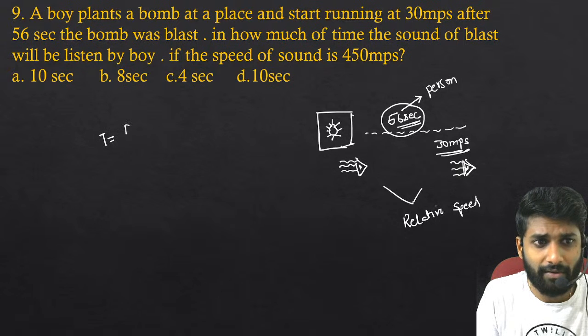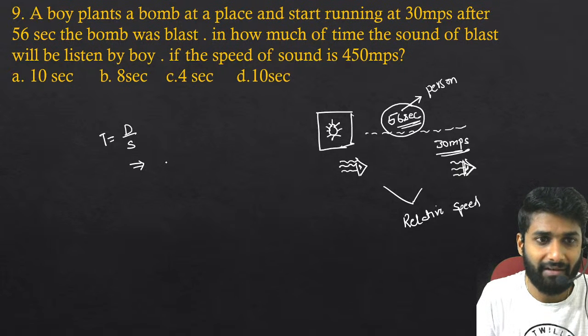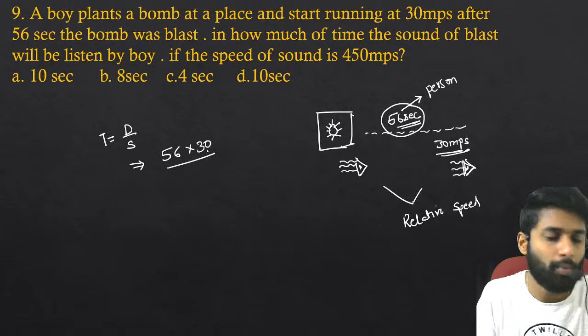Now see, we need to find the time. Time formula is equal to distance by speed. Here the distance means the distance the person travels in 56 seconds, so 56 into 30 meter per second. There is no problem with the conversion, because the speed is in terms of seconds.